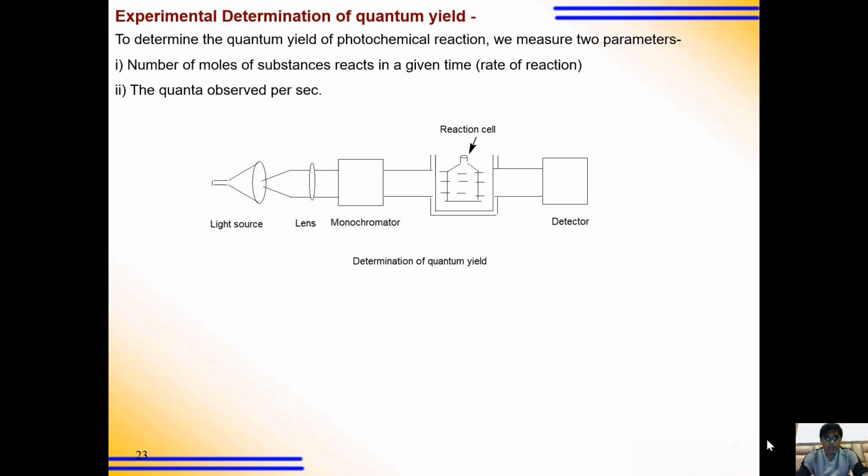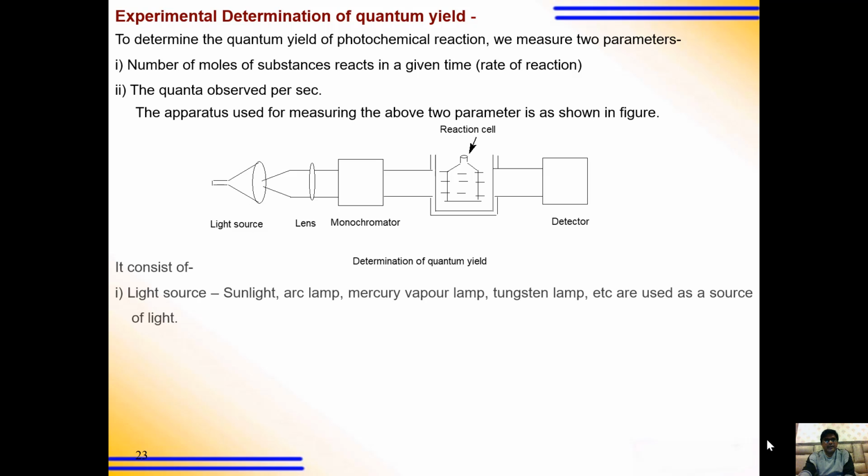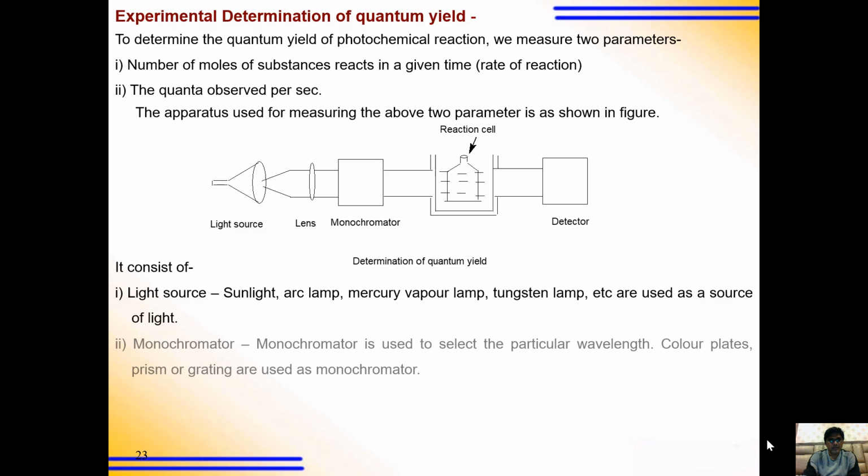Now we measure two parameters, and these parameters are very important. One is the number of moles of substance reacting in a given time, that is the rate of reaction, and the second one is the quanta absorbed per second. This apparatus used for measuring the above two parameters consists of a light source: sunlight, arc lamp, mercury vapor lamp, tungsten lamp, etc. These are used as a source of light.